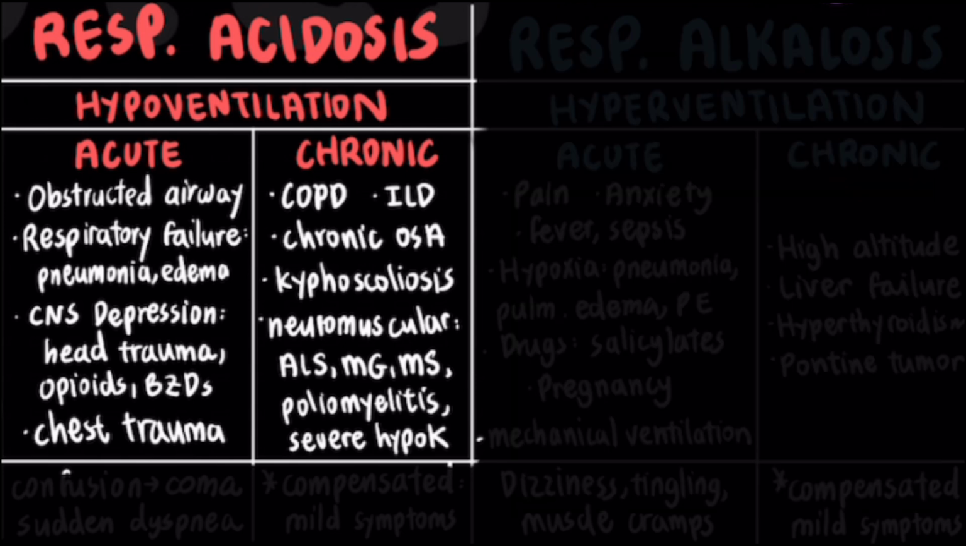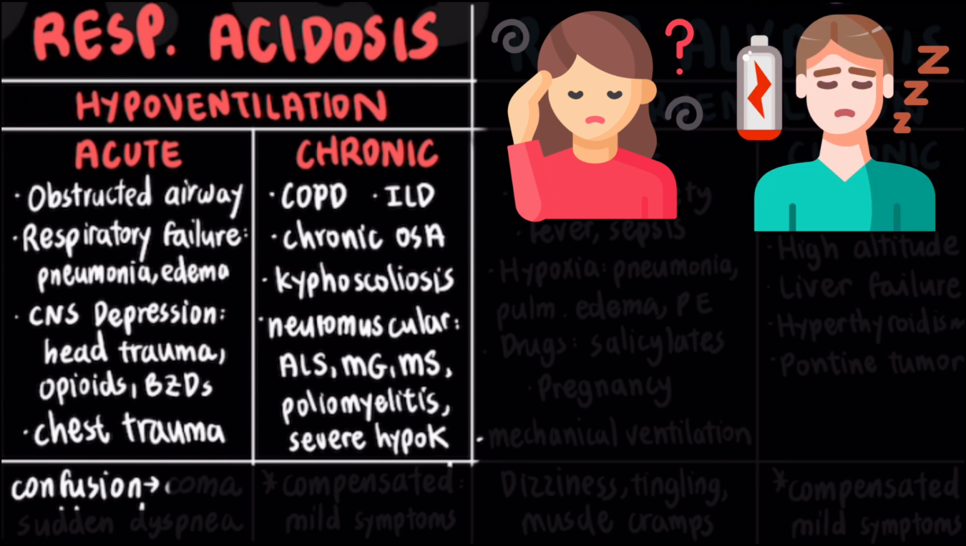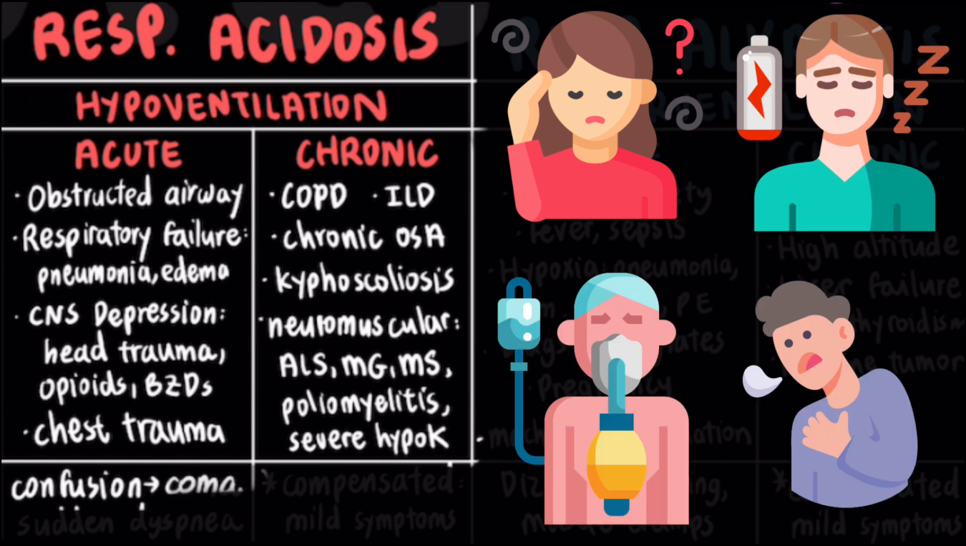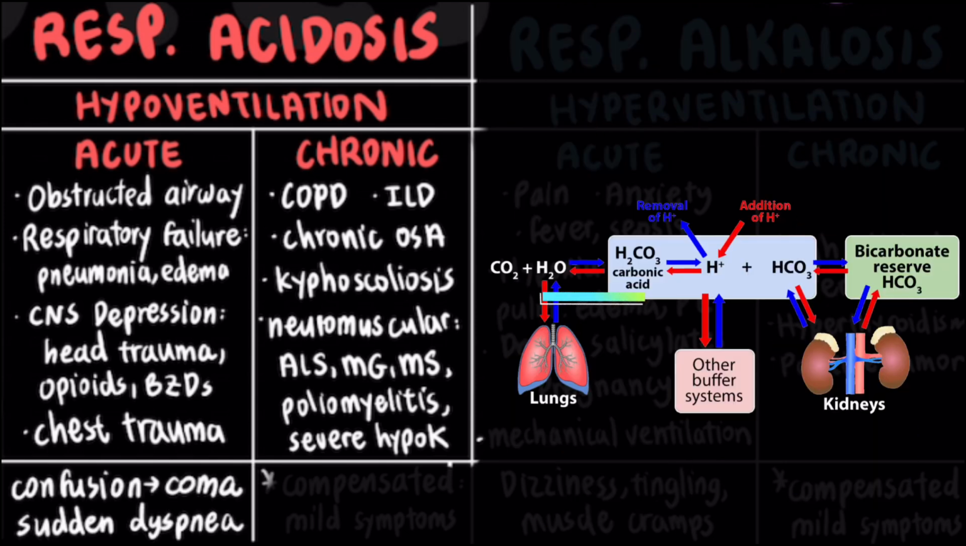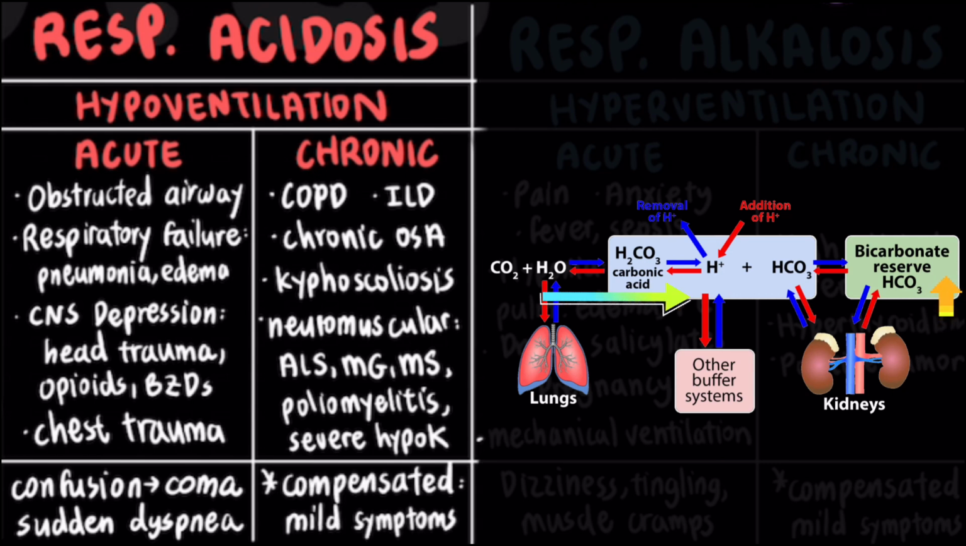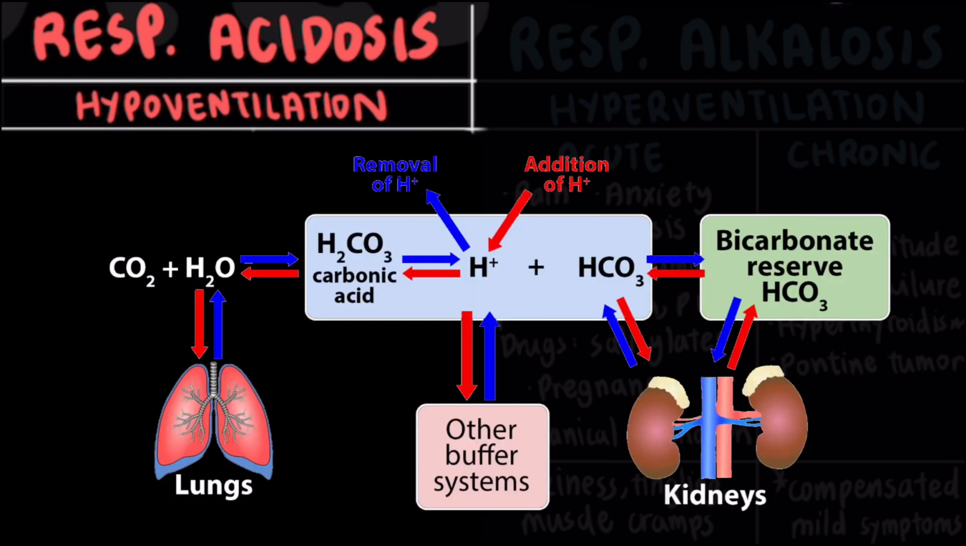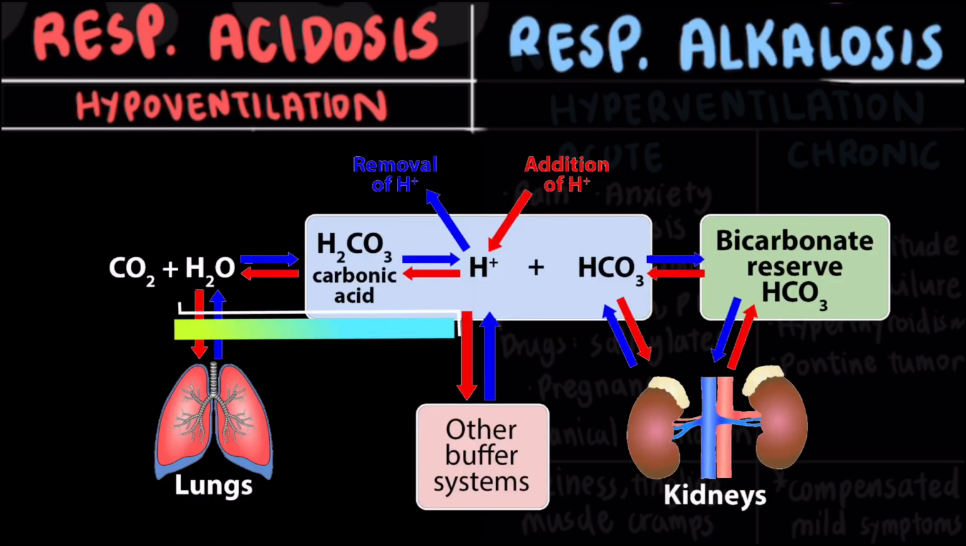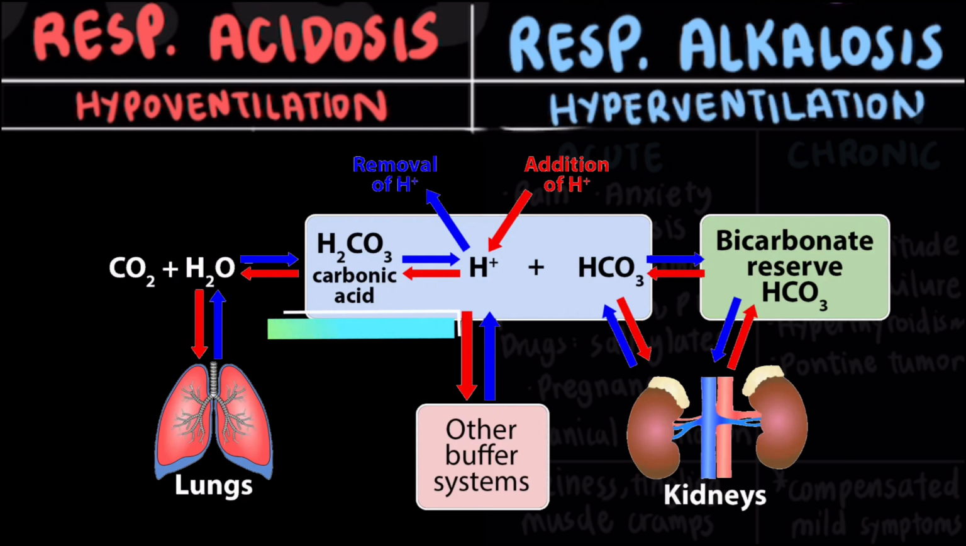Symptoms of respiratory acidosis depend on how quickly it develops. In acute respiratory acidosis, symptoms develop quickly because the body hasn't had time to compensate. You may see confusion, lethargy, or even coma, along with sudden shortness of breath. In chronic respiratory acidosis, the kidneys retain bicarbonate to compensate, so symptoms are often mild, like fatigue, morning headaches, or daytime sleepiness. Finally, let's talk about respiratory alkalosis, which occurs when the patient hyperventilates, blowing off too much carbon dioxide.